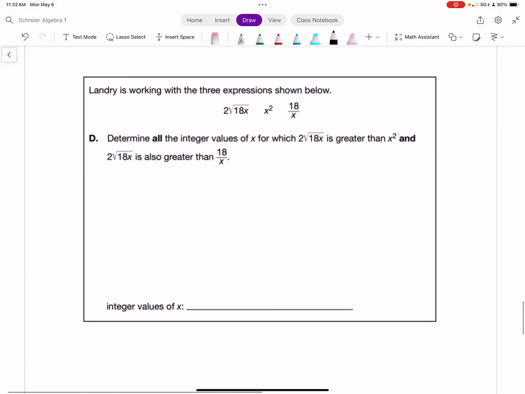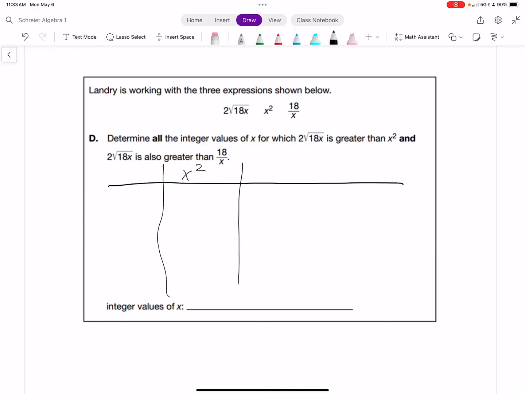Last one for today. So we're asked to determine all the integer values of x for which 2 root 18x is greater than x squared, and 2 root 18x is also greater than 18 over x. So we're being asked to compare these 3 values for integers and see what happens. So again, I'm going to go ahead and make a table. So I'm going to put x squared first, 18 over x second, and then the last one is going to be the 2 root 18x.